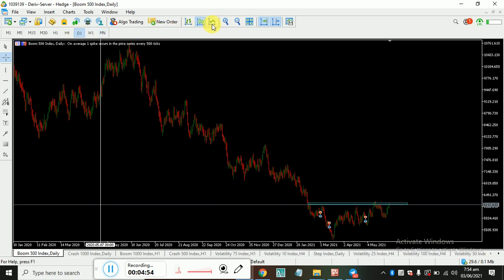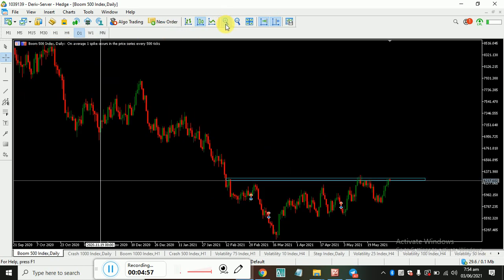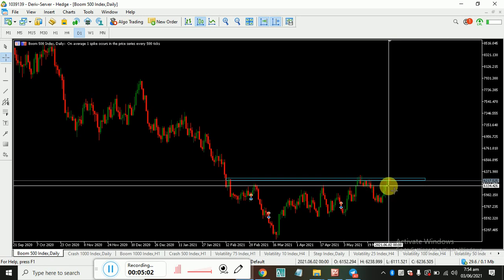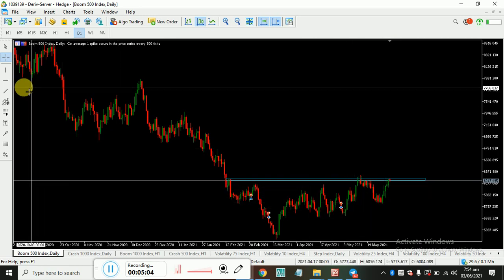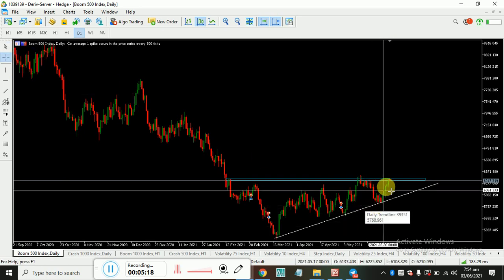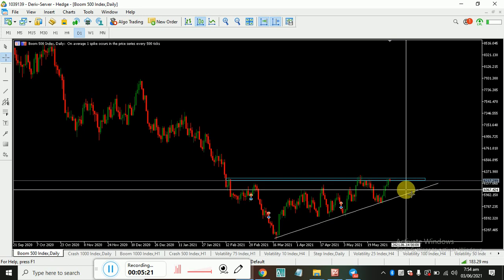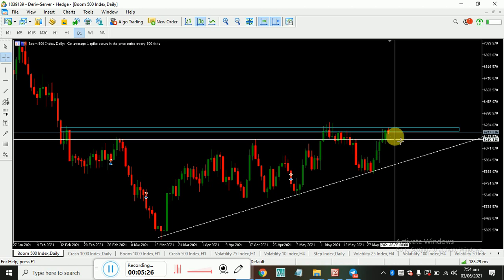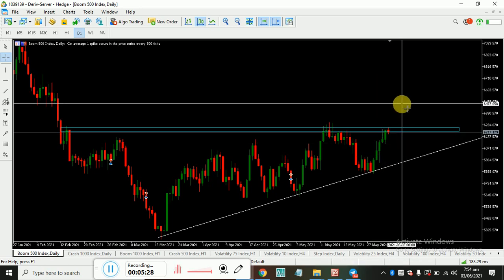But note that this confluence zone has been tested so many times, once or twice, and there is also a probability that this market will break on the upside. After drawing the trend line below, when you look at it, we have an ascending triangle, and whenever we have an ascending triangle, there is a probability that the market will break on the upside.